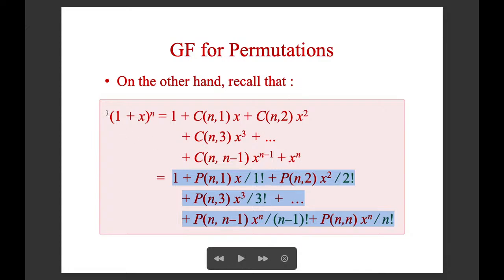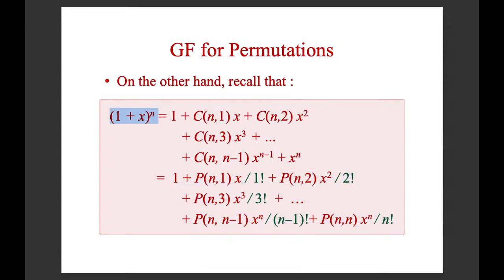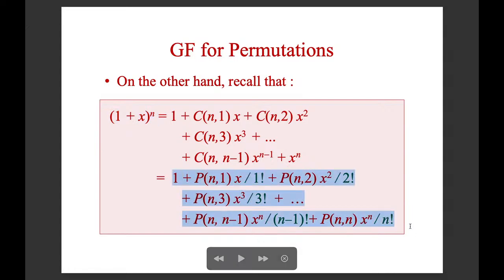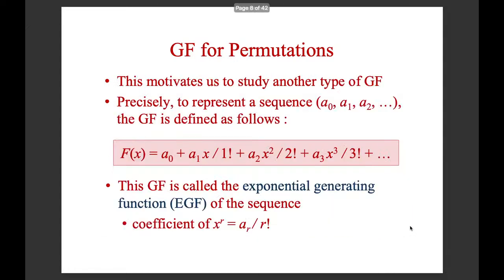there is a chance that we can still use the rule of product. We can still use (1 plus x) to the power n to somehow represent some kind of generating function for these permutation terms. So this actually motivates this new type of generating function.